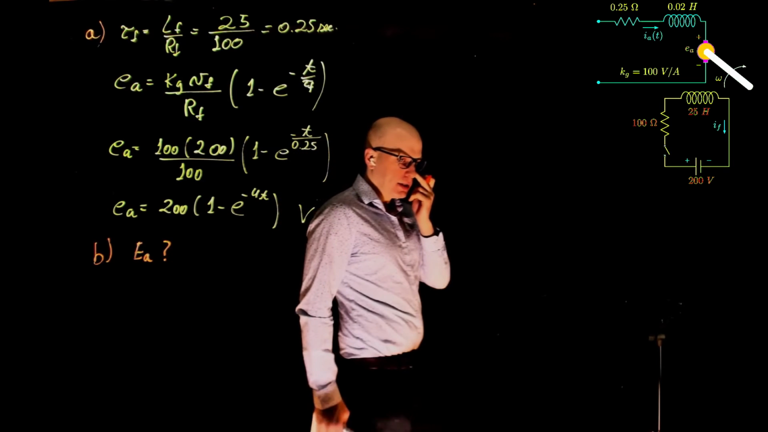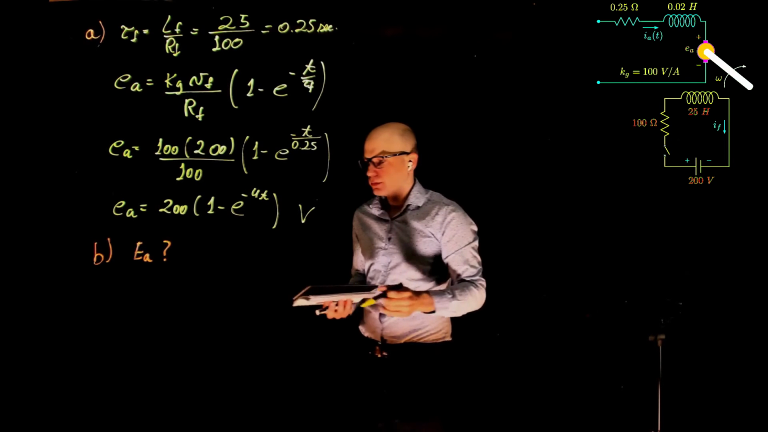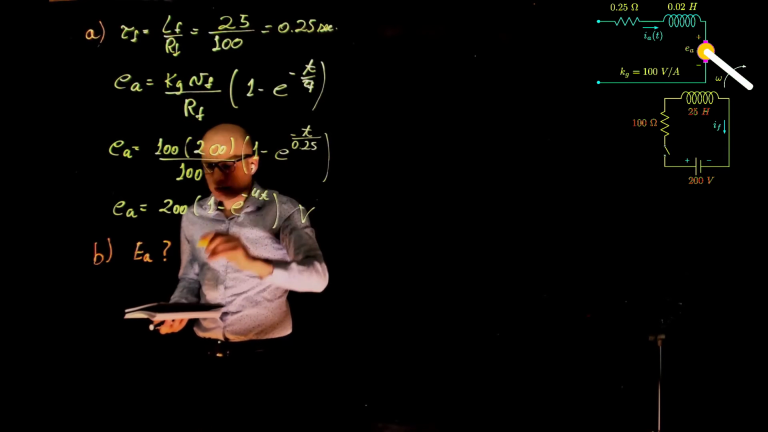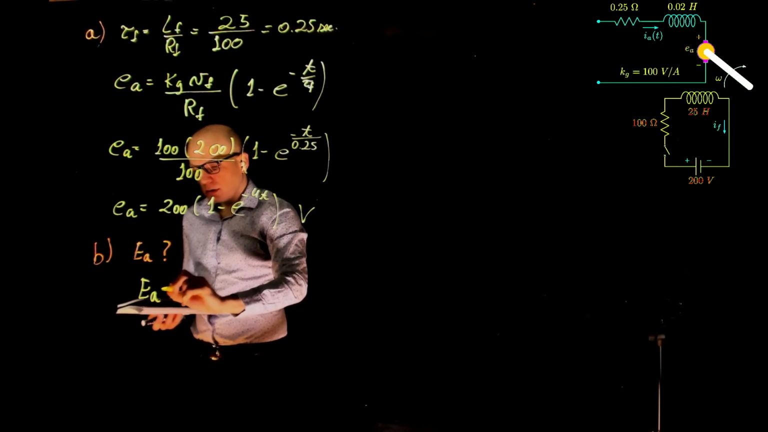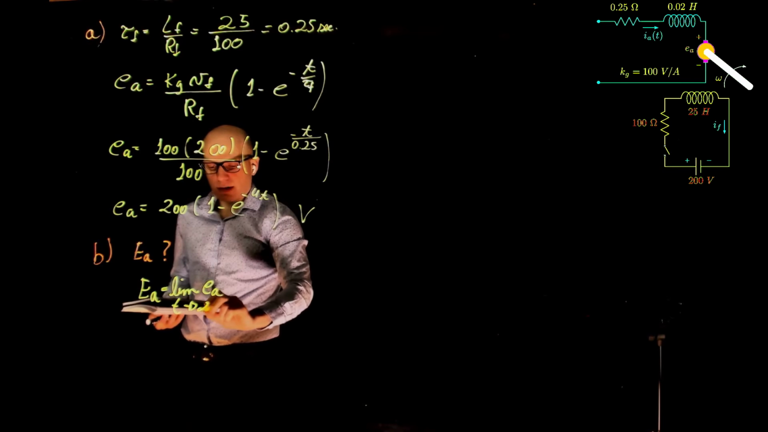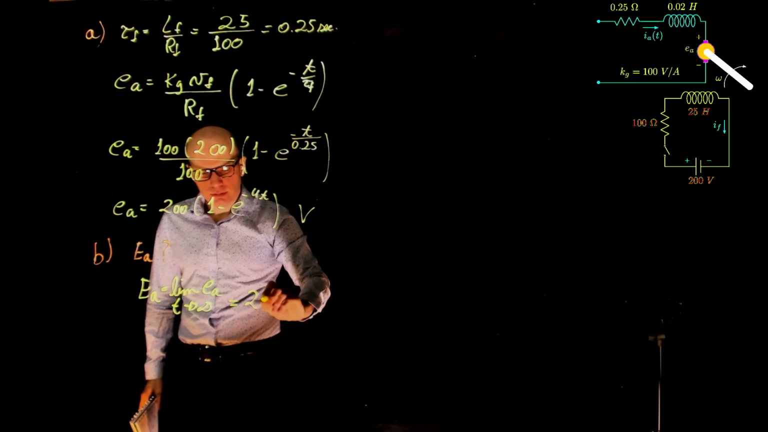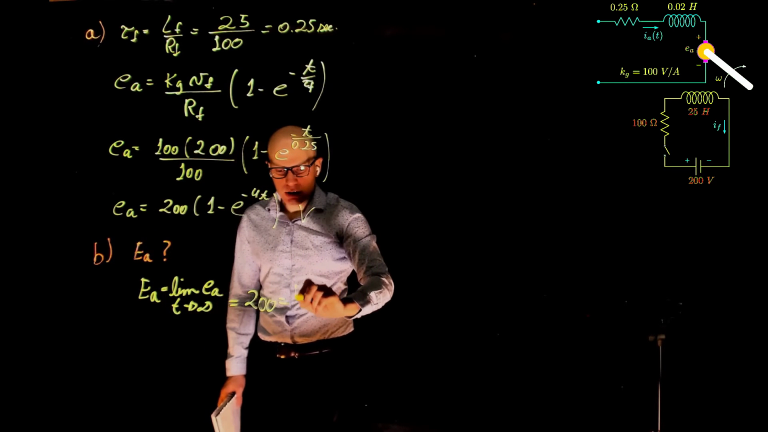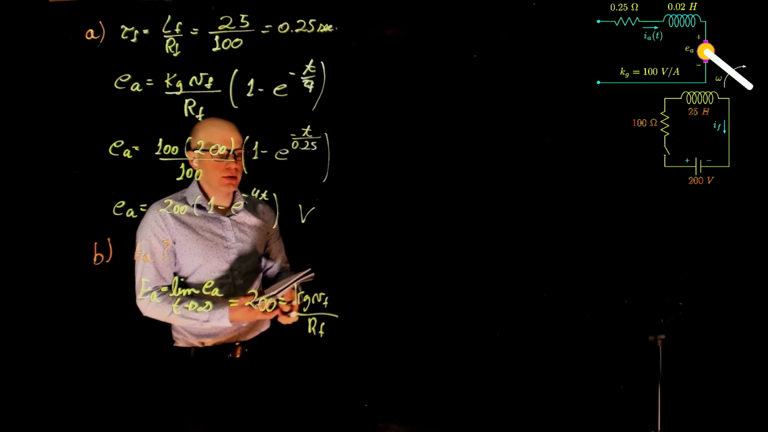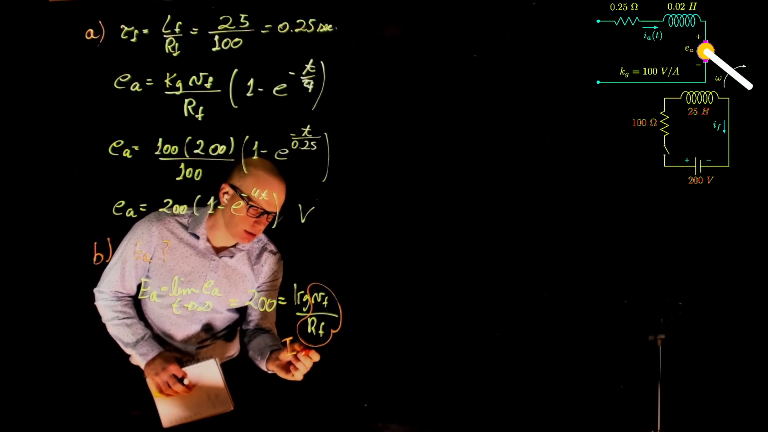How do you calculate the steady state armature voltage? Is it just the Kg Vf over Rf? Right, it's just this part here, which we can also say is the limit of EA when time tends to infinity. So this term now goes to 0, and you're left with 200, which is indeed Kg Vf over Rf. This part here is the steady state current IF.